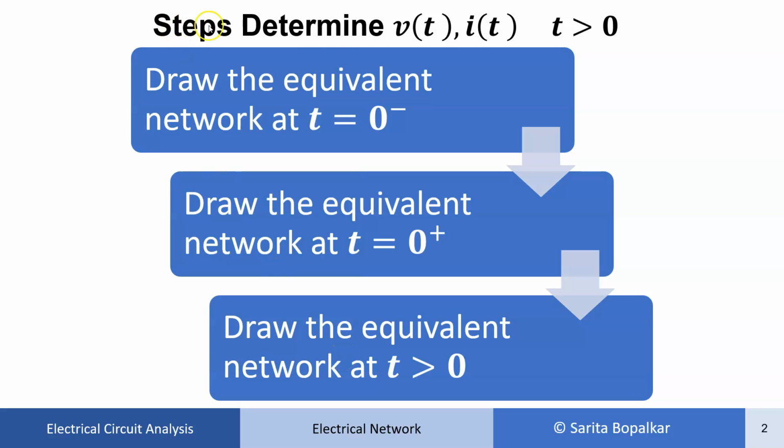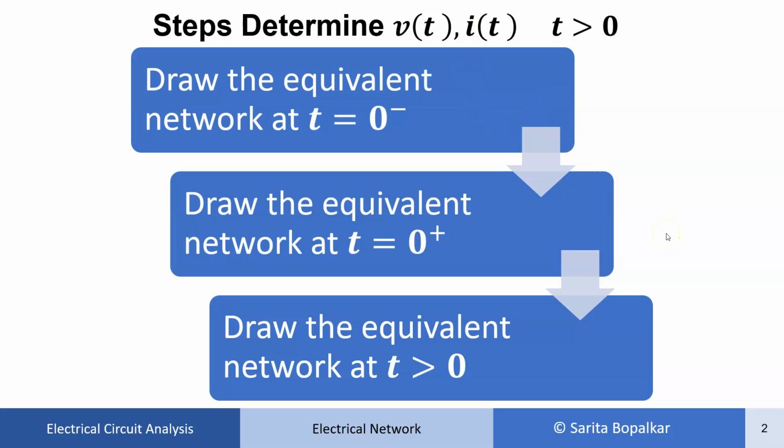Only change in these determine v of t or i of t for t greater than 0 examples is this: whenever you find the integro-differential equation, in case of finding the initial conditions, you put t equal to 0 plus to find the initial condition. Here, you will get the integro-differential equation by applying KVL or KCL to the equivalent network at t greater than 0. Whenever you get that equation, when we want to determine v of t and i of t, what will we do? We will solve these equations.